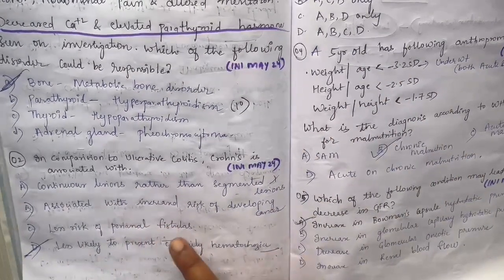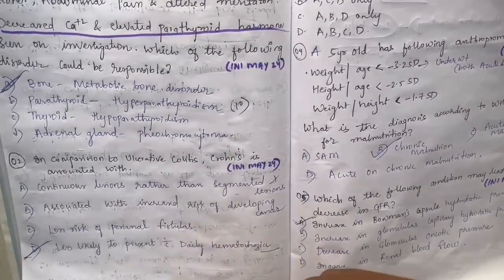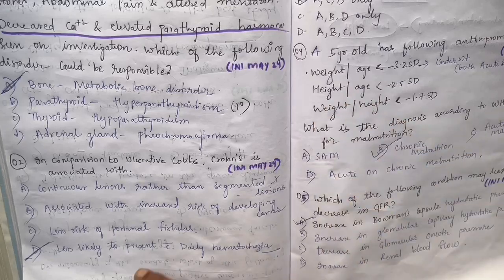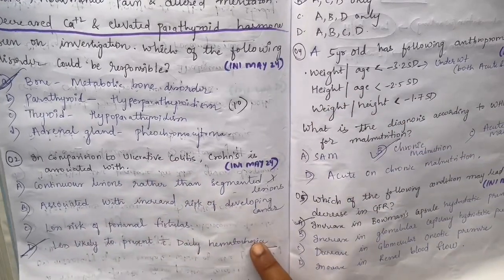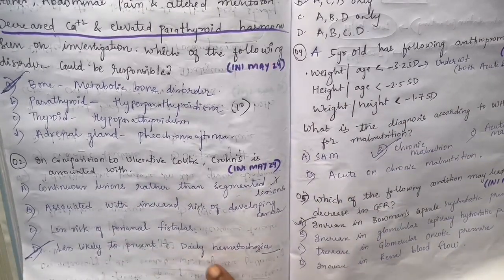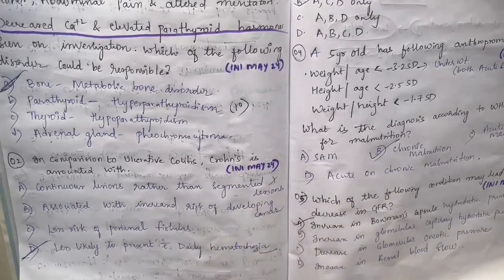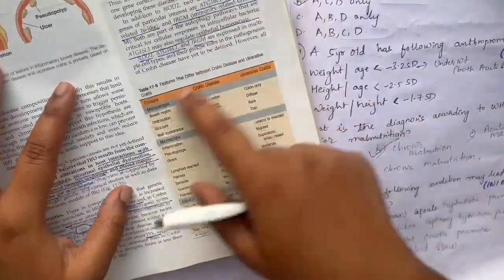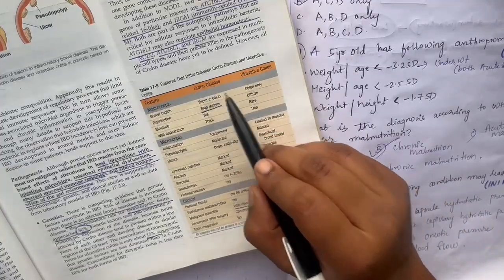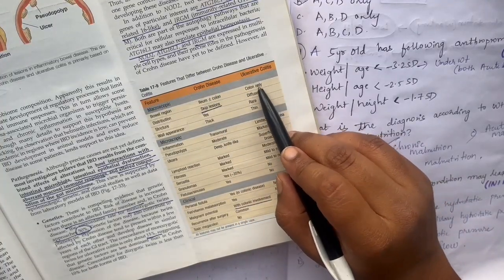Less risk of perianal fistulas. No, in Crohn's there would be more risk of perianal fistulas. So ruling out these three options, it would be the answer. So less likely to present with daily hematochezia. No, there would be more chance of presenting with daily hematochezia. And you need to remember this table, the difference between Crohn's disease and ulcerative colitis. Please remember this.